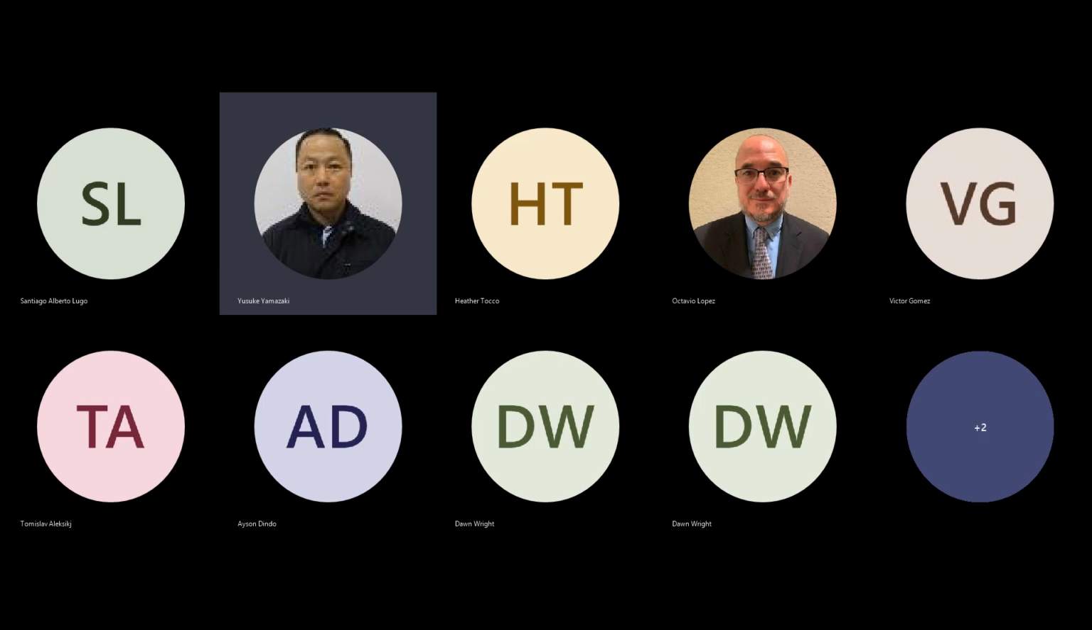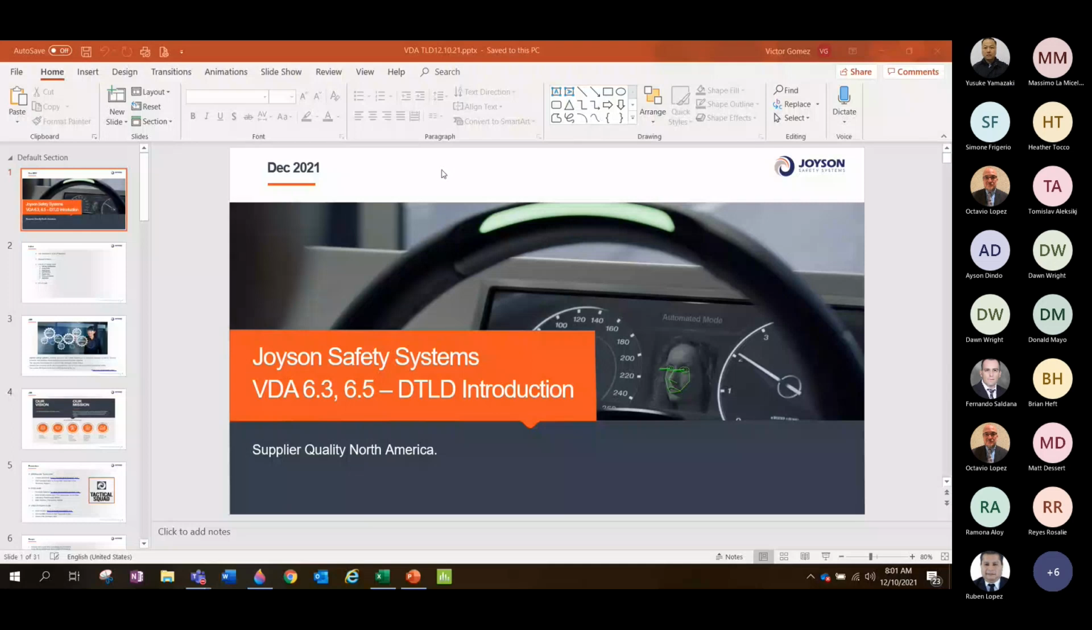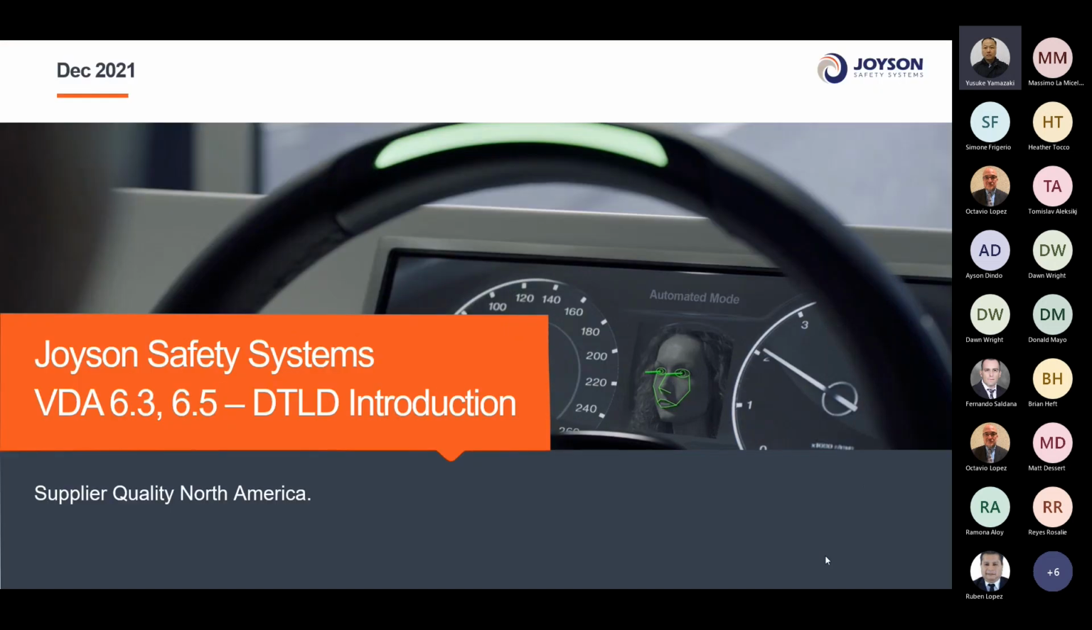Today we would like to introduce VDA 6.3 and D-TLD assessment. This is our customers, like Volkswagen and Audi, who request us to audit our suppliers with you. And it could be our audit or it could be a self-assessment by yourselves. Here, Victor will explain about VDA 6.3 and Fernando will explain about the D-TLD audit.